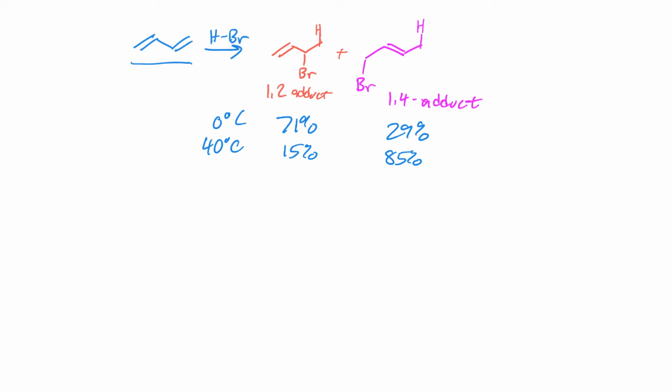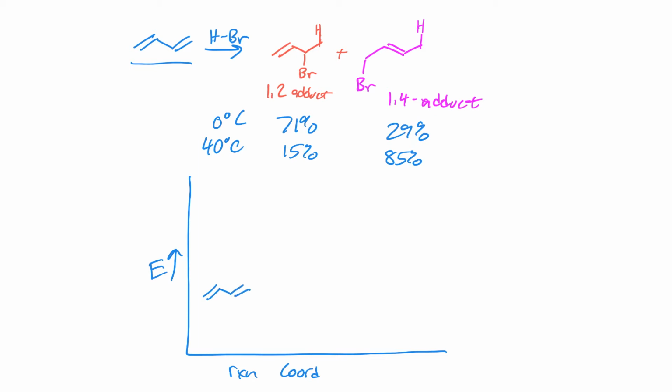Well, we can draw an energy diagram that looks something like this, and we start with the diene over here, and they both would go through the same cation intermediate. If we protonate the double bond, we add H to this alkene, we would end up with a cation that looks like this, and this is a resonance stabilized cation, so we could show that.